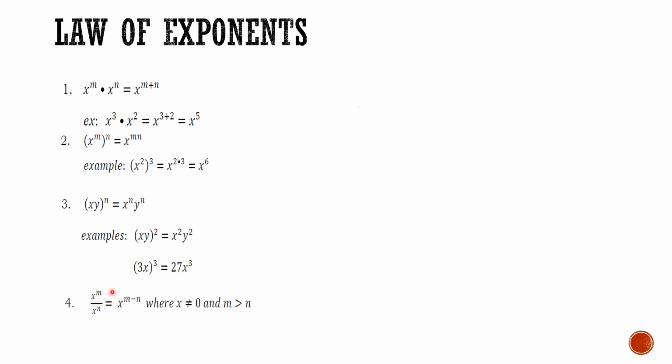Another one we have here, the division of exponents with the same base. So the base is x. Okay, copy the base x, then subtract the exponents, m minus n. Write first the exponent in the numerator, then followed by the exponent found in the denominator. So this case is when the exponent in the numerator is greater than the exponent found in the denominator.